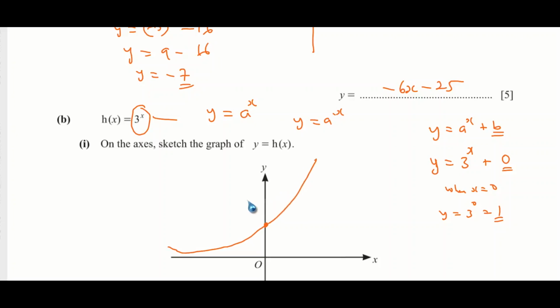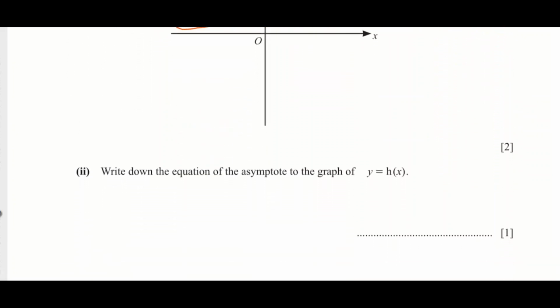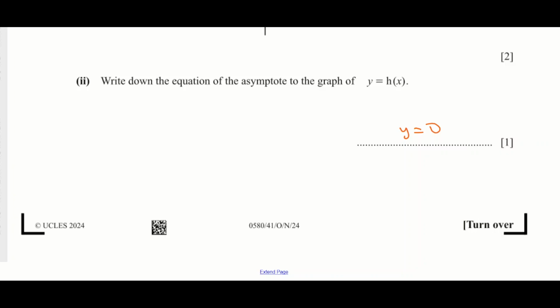So that's what we're going to have. And the asymptote will be the x-axis, y equals 0. So write down the equation of the asymptote to the graph of y equals, so it is y equals 0. That has been taken care of already. So let's go to the next question.